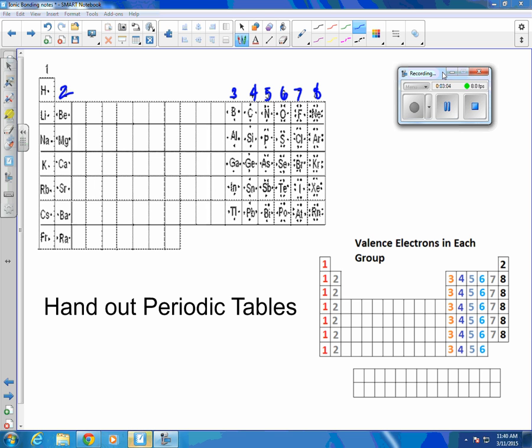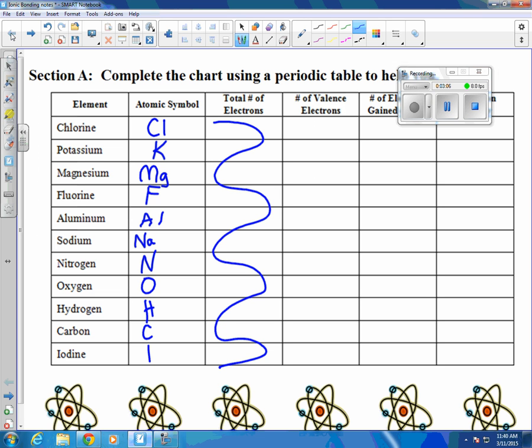Now, let's head back to our bonding worksheet. Use the periodic table that you have on your paper. How many valence electrons does chlorine have? Well, I know chlorine's a colorless gas, so I know it's on the right side. It's in the 7th group, so it has 7 valence electrons. Potassium's a metal. Potassium has 1. Magnesium, 2. Okay, I'm going to pause here and let you guys fill in the rest.